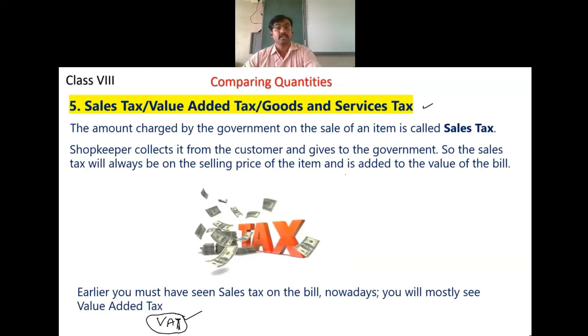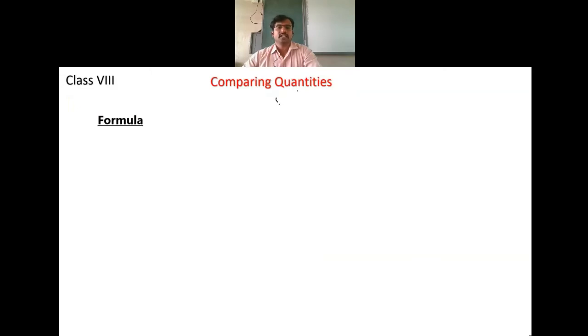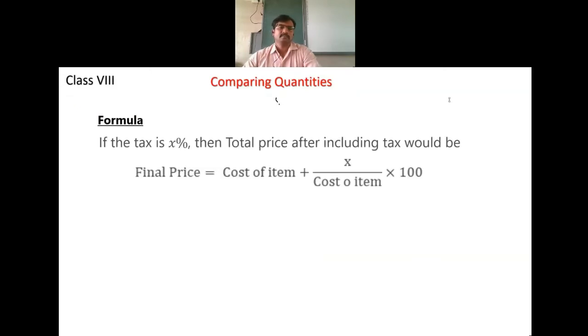There is a formula to be used in calculating the tax. If the tax is X%, then the total price after tax is the cost of the item plus X by 100 times the cost of the item. This is the formula.